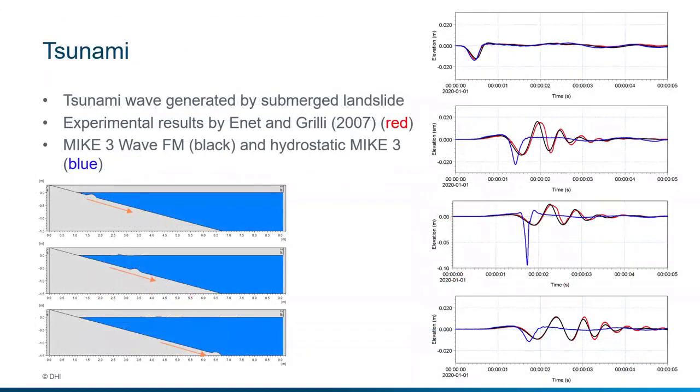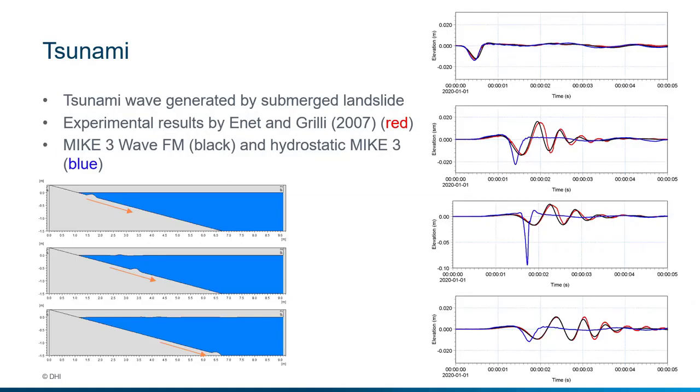Next up, we have a tsunami induced by a submerged landslide. It's an experiment that has been performed by Enet and Grilli, and we have compared this with the MIKE 3 Wave FM in black and the hydrostatic MIKE 3 model in blue. And then, of course, we have the measurements as red this time. So the simulations are black and blue, and the measurements are red.